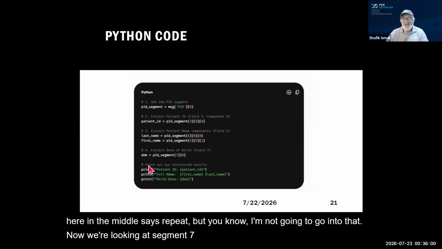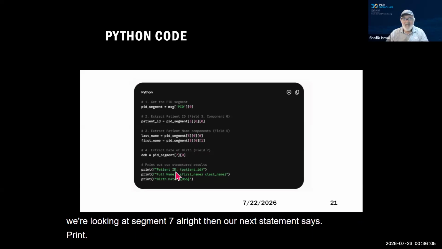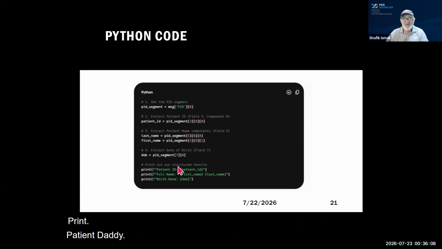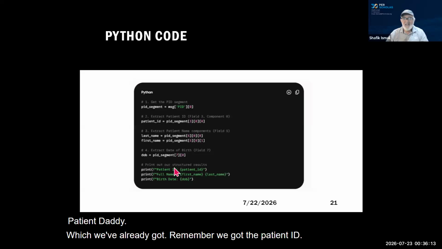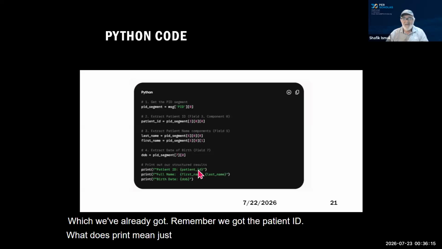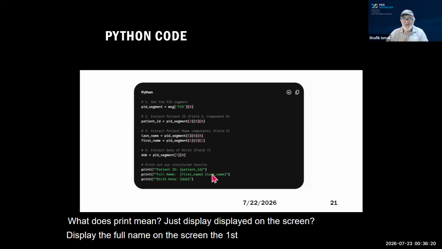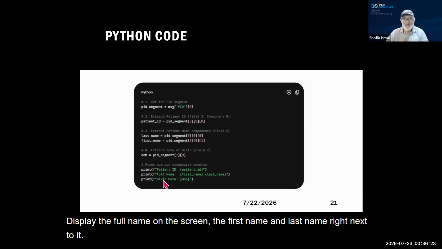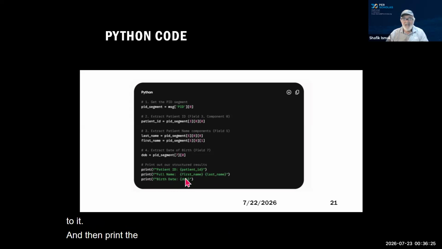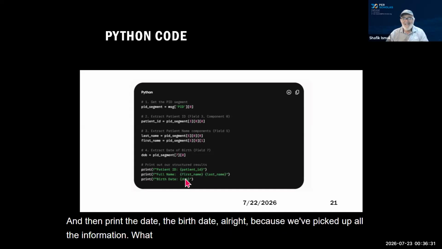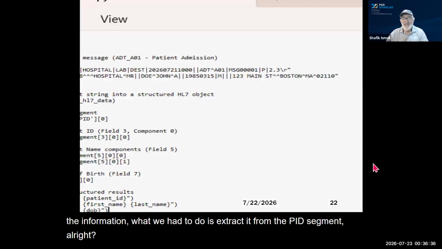Alright. Then our next statement says print patient ID, which we've already got. Remember, we got the patient ID. What does print mean? Just display it. Display it on the screen. Display the full name on the screen, the first name and last name right next to it. And then print the date, the birth date. Alright, because we've picked up all the information. What we had to do is extract it from the PID segment. Alright? So let's go ahead.